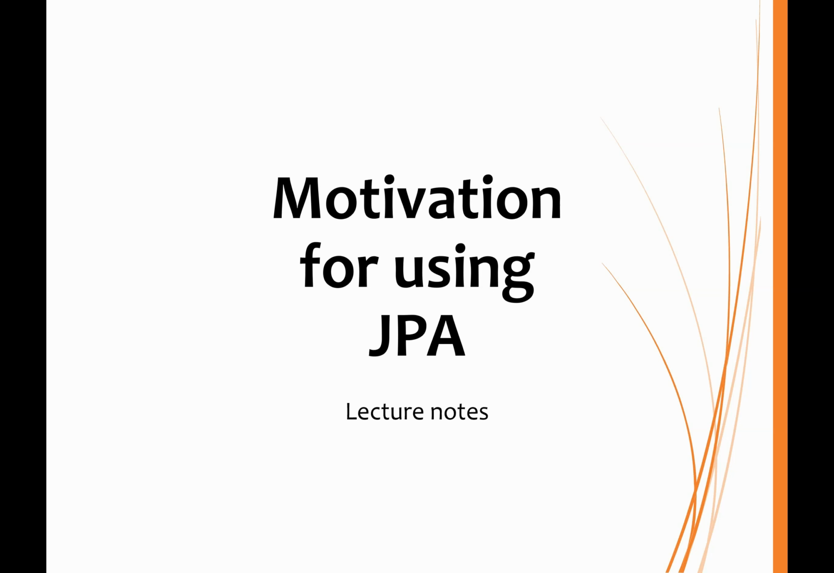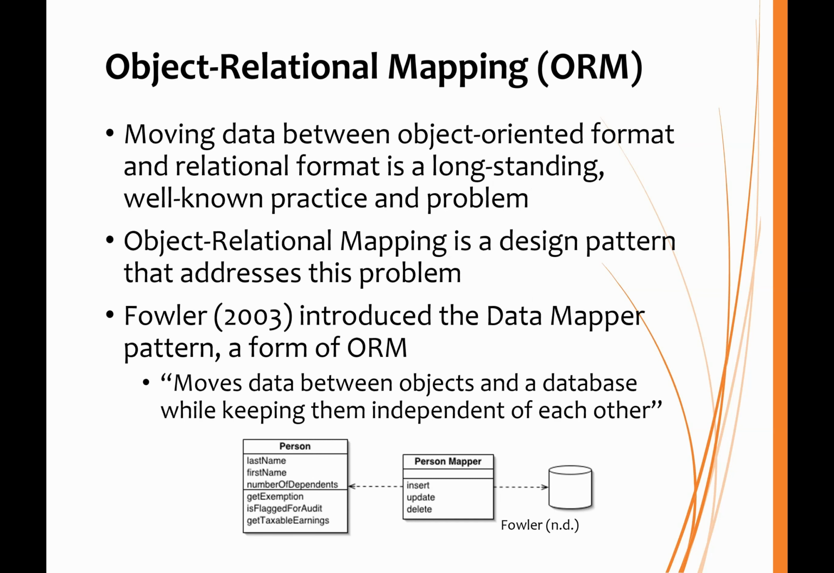In this video, we're going to look at the motivation for using JPA. The problem of mapping object-oriented applications to relational database data is a long-standing, well-known practice and problem. There is a design pattern called Object Relational Mapping, otherwise known as ORM, which addresses this problem and does it very well. In 2003, Fowler, in his book, introduced the data mapper pattern, which is a form of ORM, and he said about it that it moves data between objects and a database while keeping them independent of each other. And that really is the great goal of ORM.